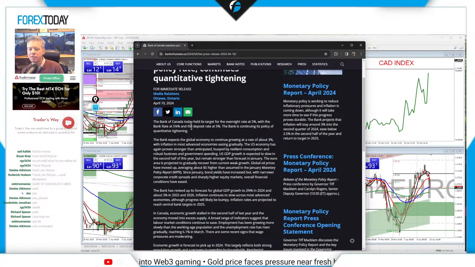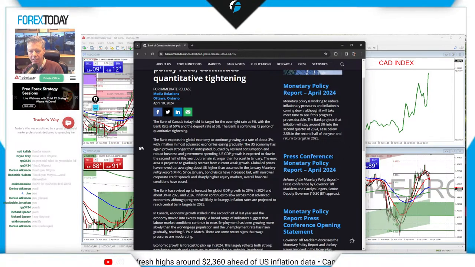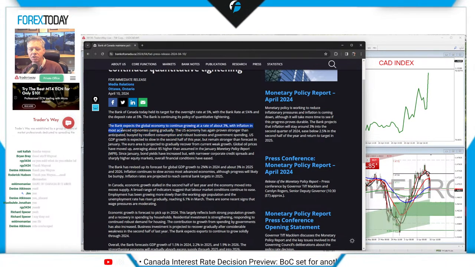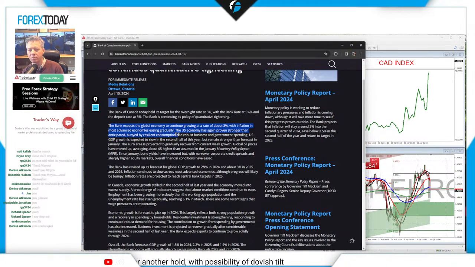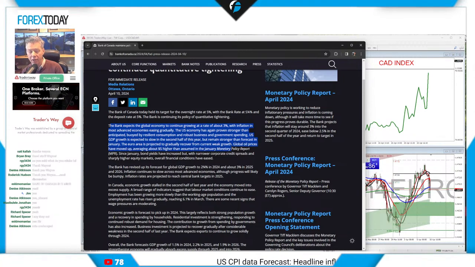The Bank of Canada today held its target for the overnight rate at 5%, with the bank rate at 5.25% and the deposit at 5%. The bank is continuing its policy of quantitative tightening, aka selling bonds, treasuries. The bank expects the global economy to continue growing at the rate of 3%, with inflation in most advanced economies easing gradually. The U.S. economy again has proven stronger than anticipated, buoyed by resilient consumption and robust business and government spending. U.S. GDP growth is expected to slow in the second half of the year, but remain stronger than forecast in January. The euro area is projected to gradually recover from its current weak growth. Okay, well, that weak growth might make them cut.